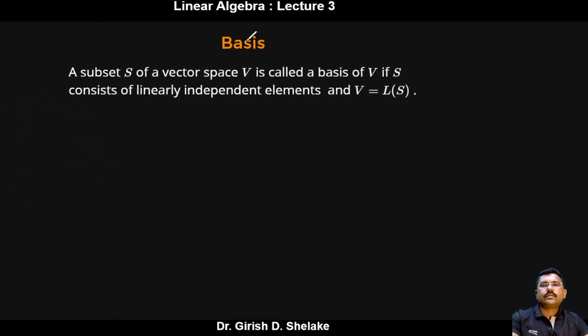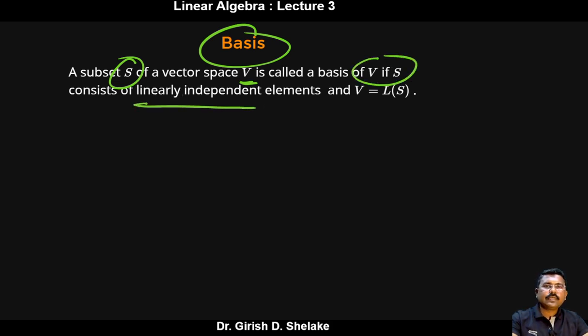Now we consider the definition of a basis of a vector space. We say that a subset S of a vector space V is a basis of V if that set S is linearly independent and its span is the whole space capital V.